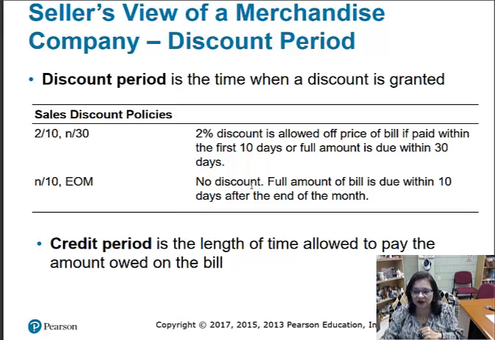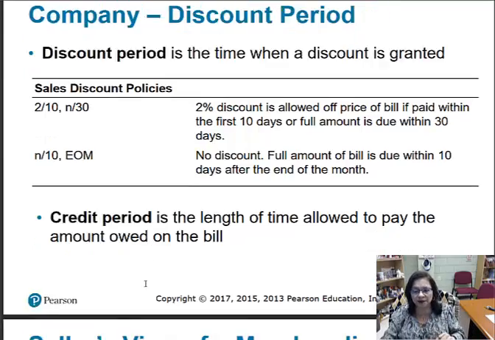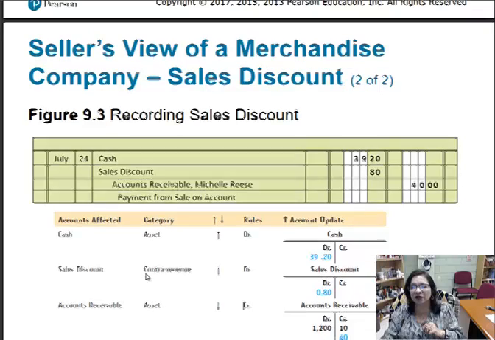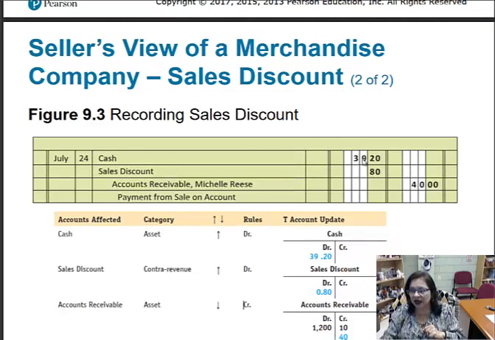If I'm saying N/30, that means that there's no discount, but now this person is going to pay me in 10 days. I still make the sale, I still record everything, but the credit period is the length of time allowed to pay on the entire bill. Okay? So, this is what it looks like here. Cash, $39.20. Sales discount here. Accounts receivable, again, payment from the sale on account, $40. That's there.